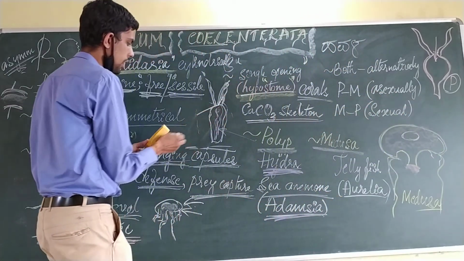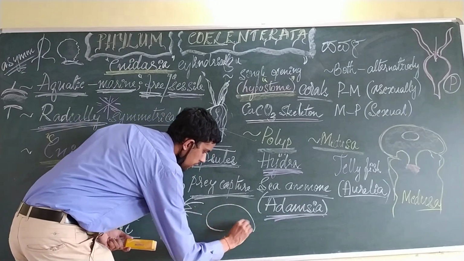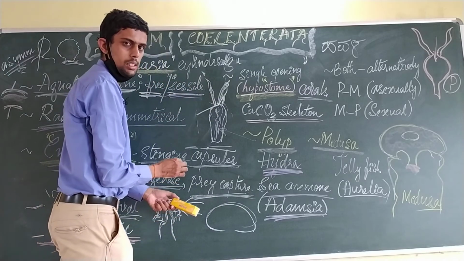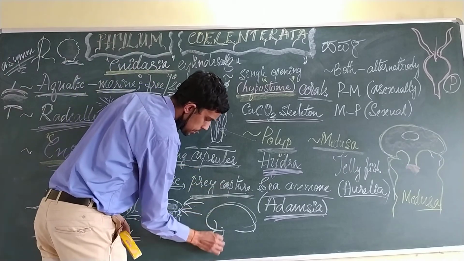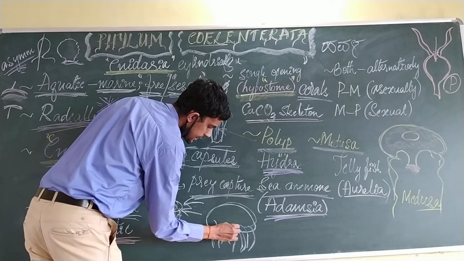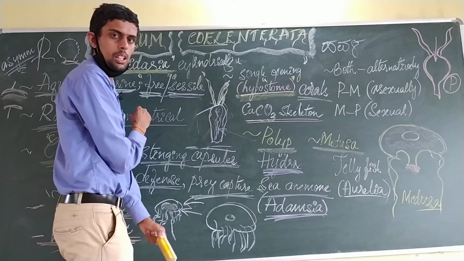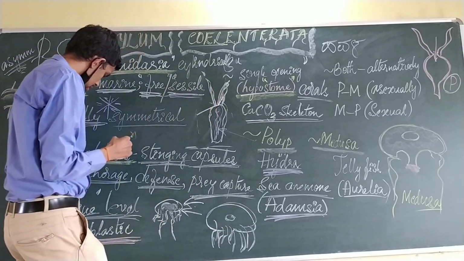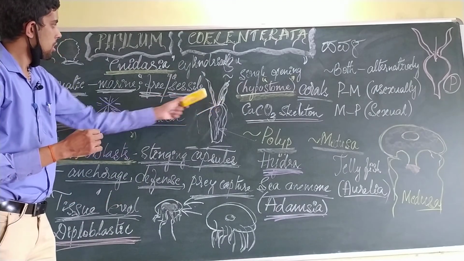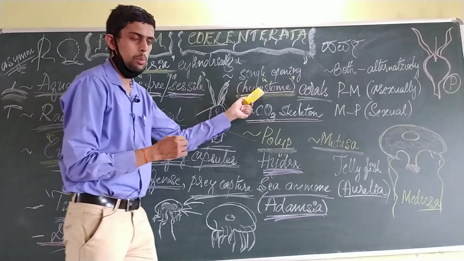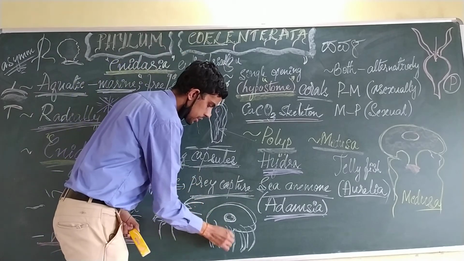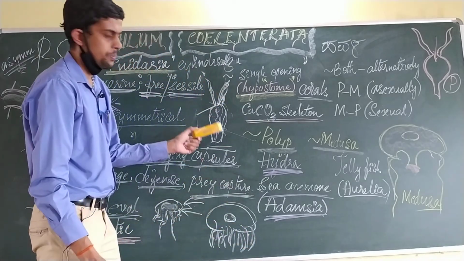See here, the polyp is elongated, whereas this medusa is a flattened structure with numerous tentacles on the lower surface, and at the center you have the mouth. That is also called the hypostome. At the base you have the hypostome, and then surrounding it you have the numerous tentacles.